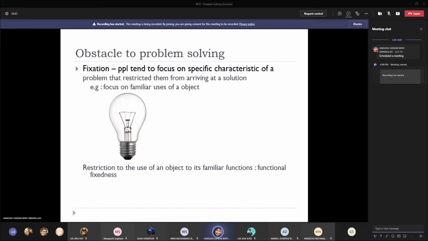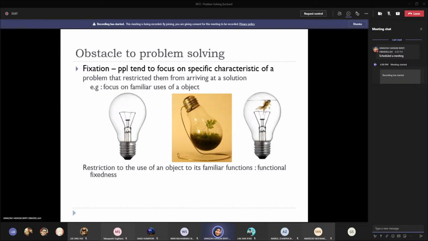Because it's giving light, you'll be thinking, oh my god, it's so difficult to think of a function that is not its original function. So this is a problem called functional fixedness. We are trained, so fixed, to restrict the use of an object to its standard functions. Of course, if you look at other things, it may not be common, and there's a lot that we can debate.